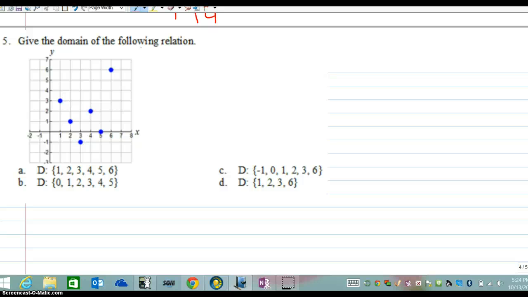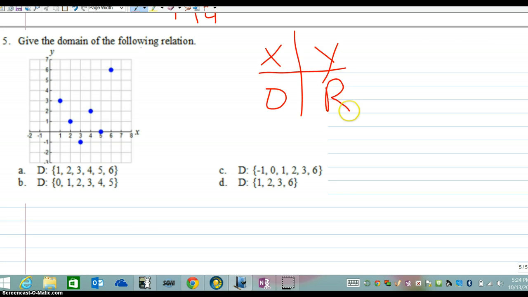Give the domain of the following relation. Again, x and y went to the doctor. X is my domain, so I'm looking at the x values. So I'm looking at these. To make this point, I had to use 1 on the x-axis. To make this point, I had to use 2. I had to use 3, 4, 5, and 6. So my domain, the x values that I used to make these dots, is A.